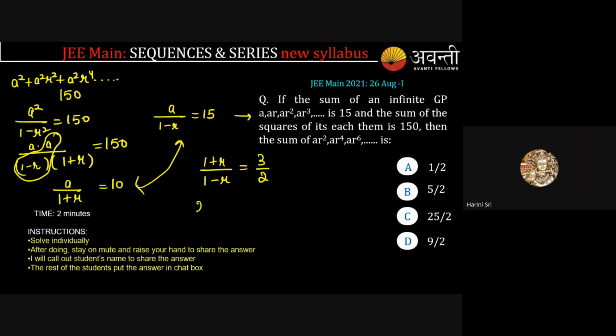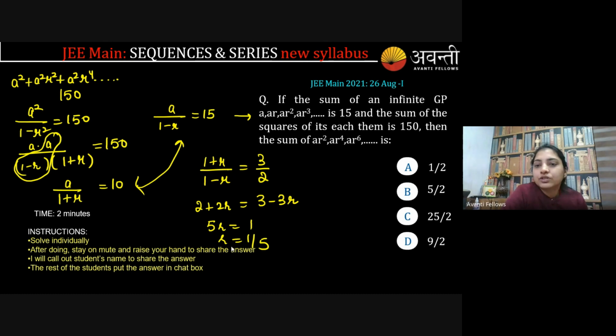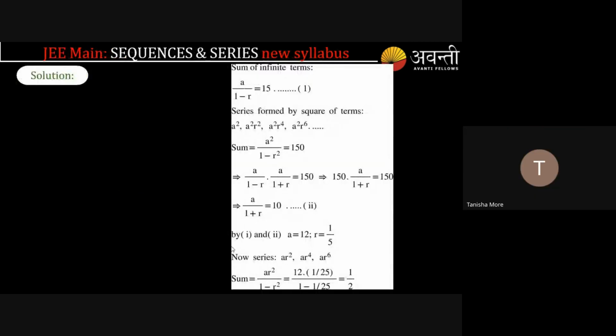2 plus 2R is equal to 3 minus 3R. So you get that 5R is equal to 1, so R must be 1 upon 5. The question asked me AR square, AR4, AR6, so I can calculate their sum. Agree?